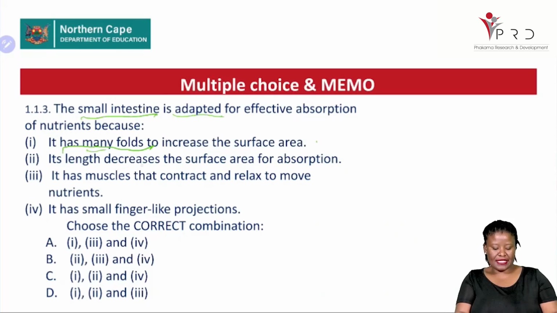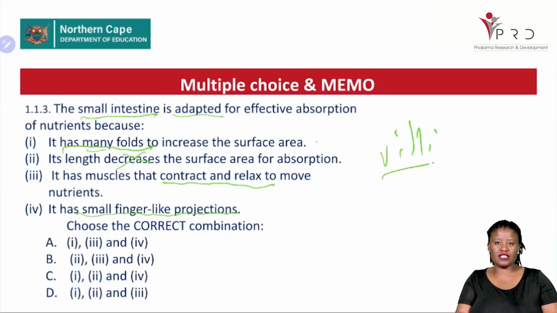Its length decreases the surface for absorption. It has muscles that contract and relax to move the nutrients. It has small finger-like projections. What we are talking about here is the internal part of the small intestine, which we refer to as villi. So you must choose the correct combination. How is this villi structurally suitable to do its function?